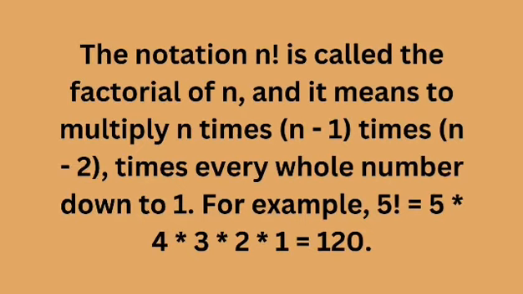Let's say, for example, the factorial of 5 is equal to 5 times 4 times 3 times 2 times 1, which is equal to 120.